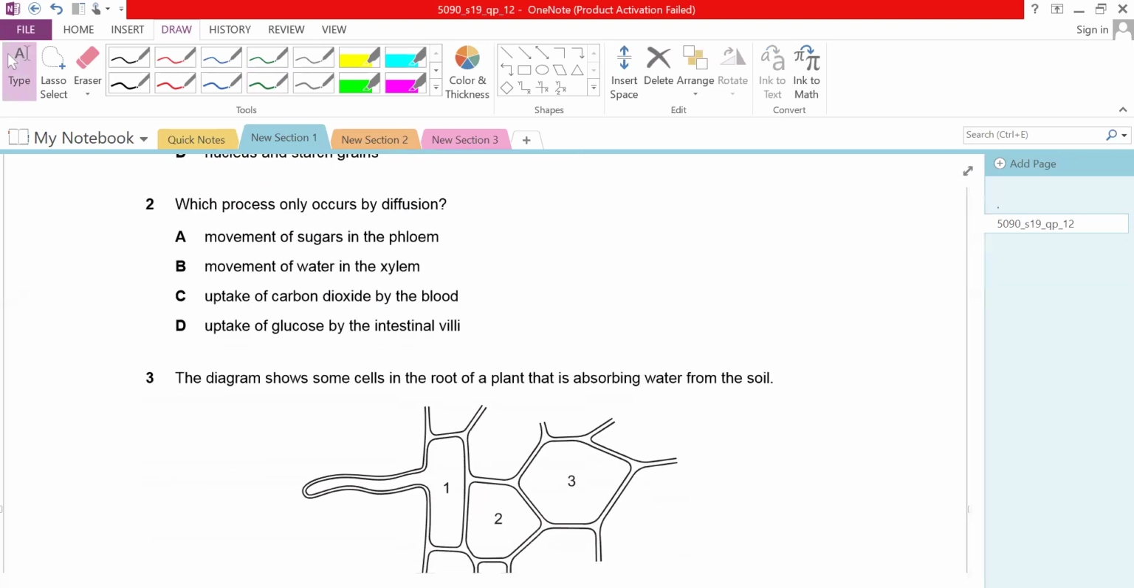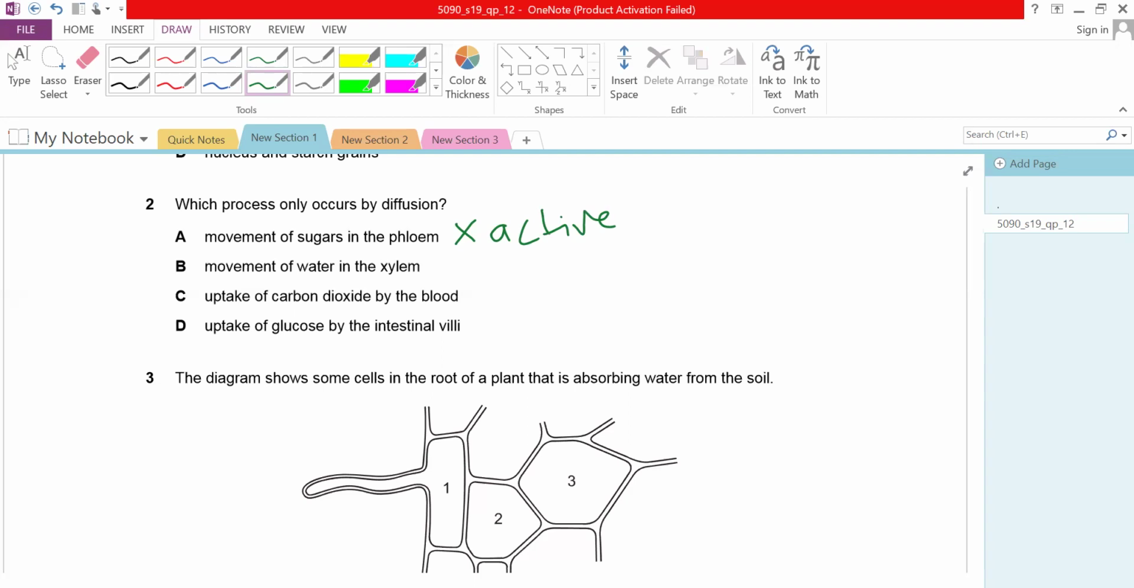Question 2. Which process only occurs by diffusion? Option A. Movement of sugars in phloem. No. Movement of sugar in phloem occurs by active transport. Option B. Movement of water in xylem. Yes, it occurs by diffusion. But let's read the other two options too.